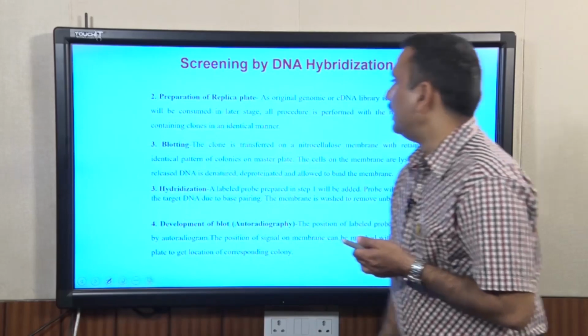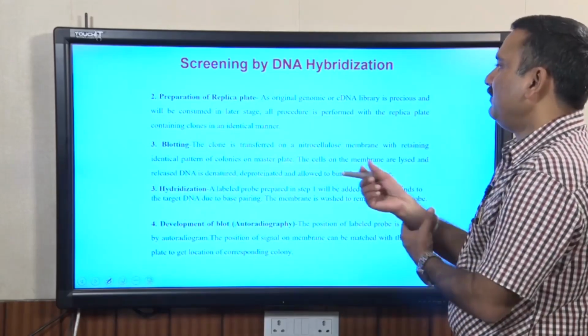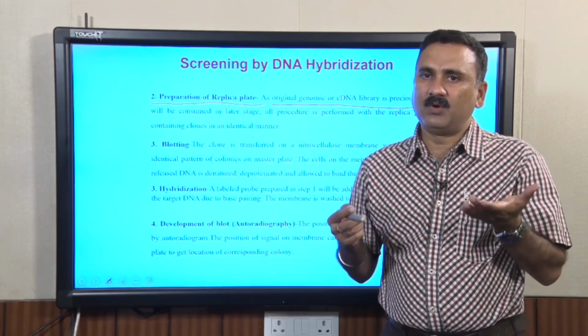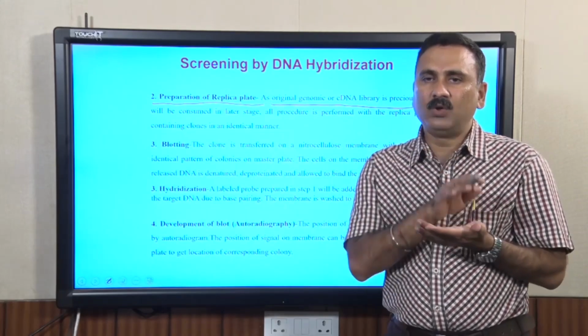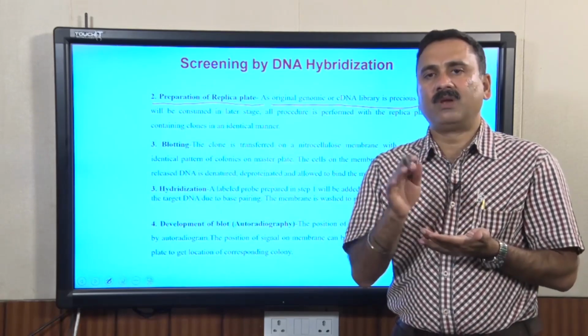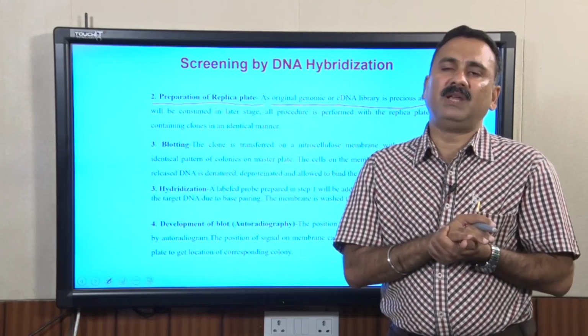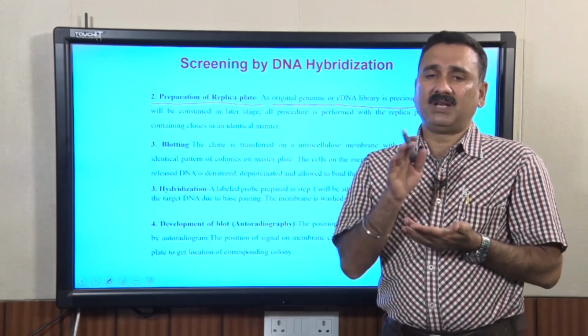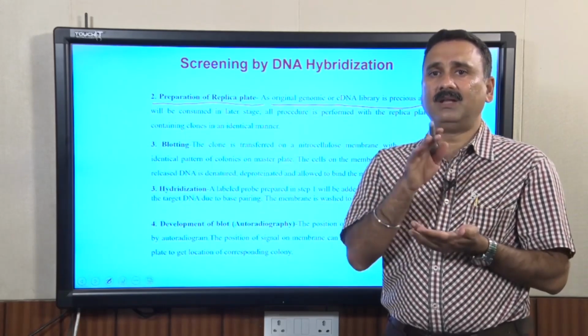Now, once a probe is ready, you can use it to screen. For that, you have to prepare a replica plate, as the original genomic or cDNA library is very precious because it can be used on multiple occasions. You have to keep your master plate conserved, because you do not want to destroy the genomic or cDNA library. If you remember from our previous lecture, the preparation of a genomic library or cDNA library is a very tedious and lengthy procedure.